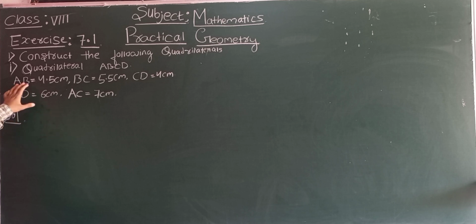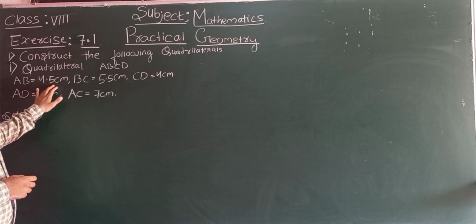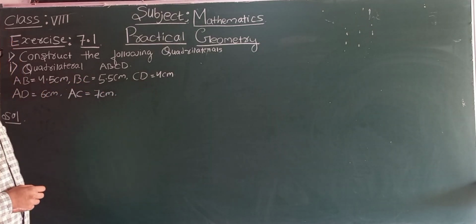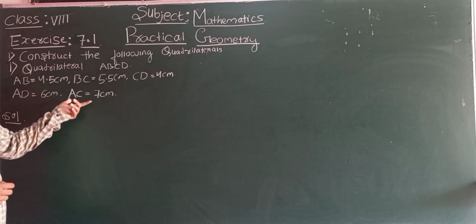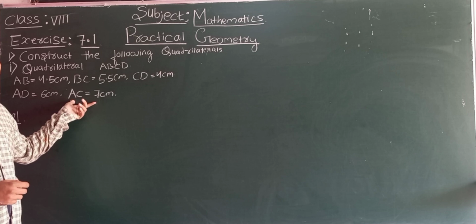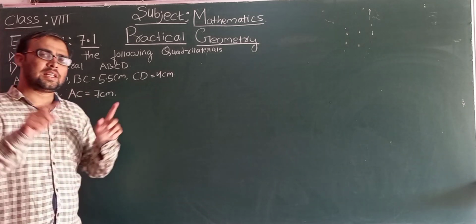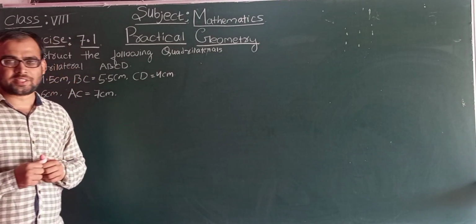They have given the length of the sides of a quadrilateral, that is AB is equals to 4.5, BC is equals to 5.5, CD is equals to 4 centimeter, and AD is equals to 6 centimeter. And look at here, students, they have given the length of a diagonal also. So they have given the length of 4 sides and a diagonal. Then how to construct it?